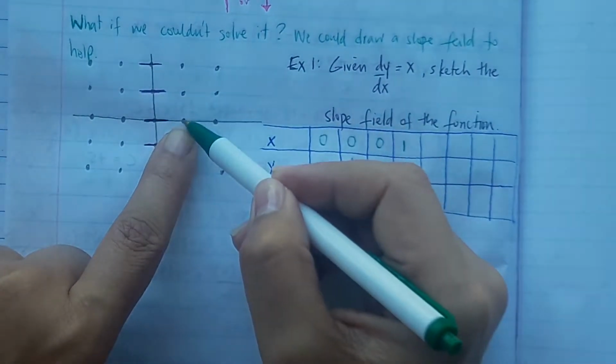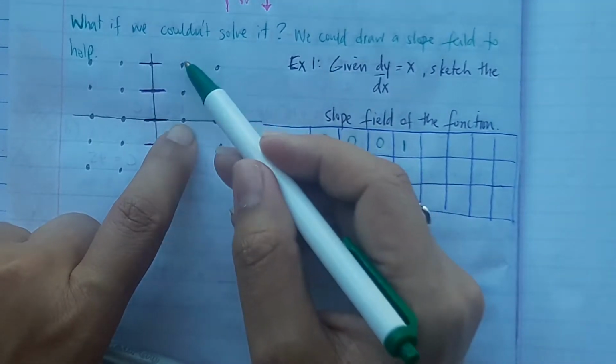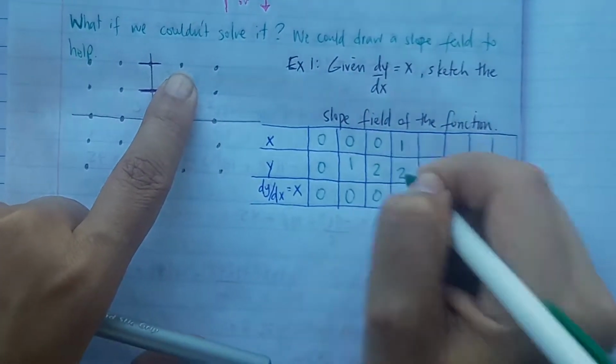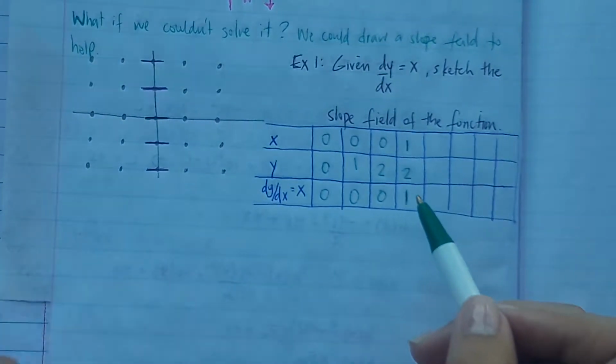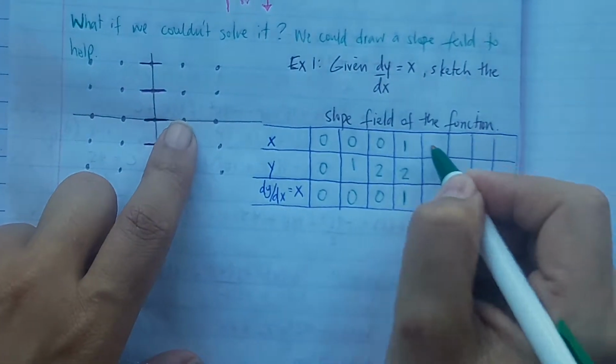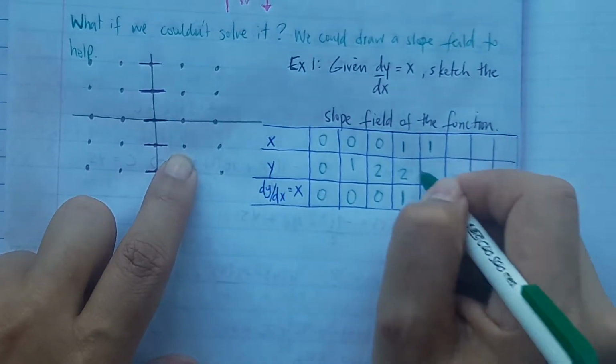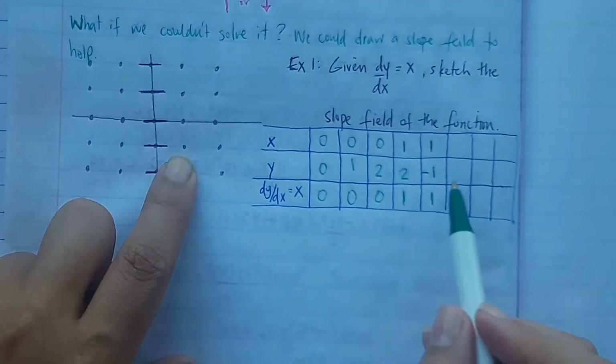Let's pick another point, the point 1, 2. Well, dy/dx is x, which is 1. So the slope here is 1. I'm going to come back to that one in just a second because I need a little more space. Let me pick another point, 1, negative 1. Plugging that in, dy/dx is 1.